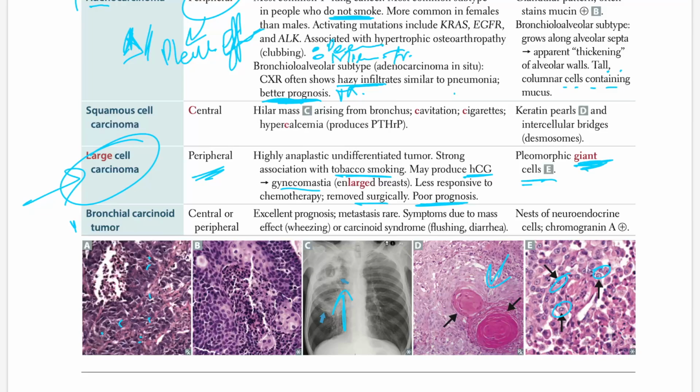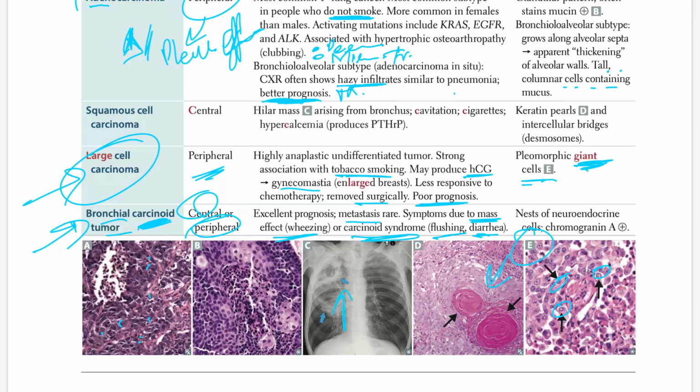And you can see them as I highlighted over there in picture E. The next one is the bronchial carcinoid. Carcinoid could be anything, central or peripheral. Excellent prognosis, metastatic rare. Symptoms due to mass effect, wheezing, or carcinoid syndrome, which is flushing, diarrhea.